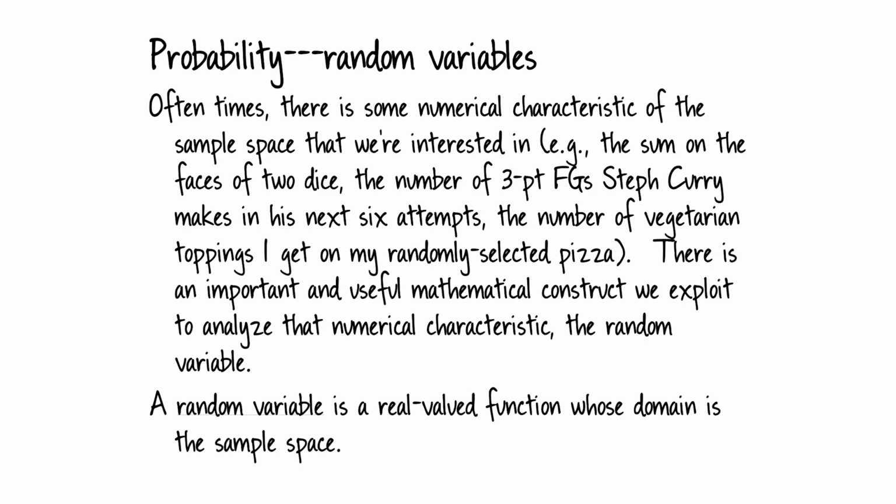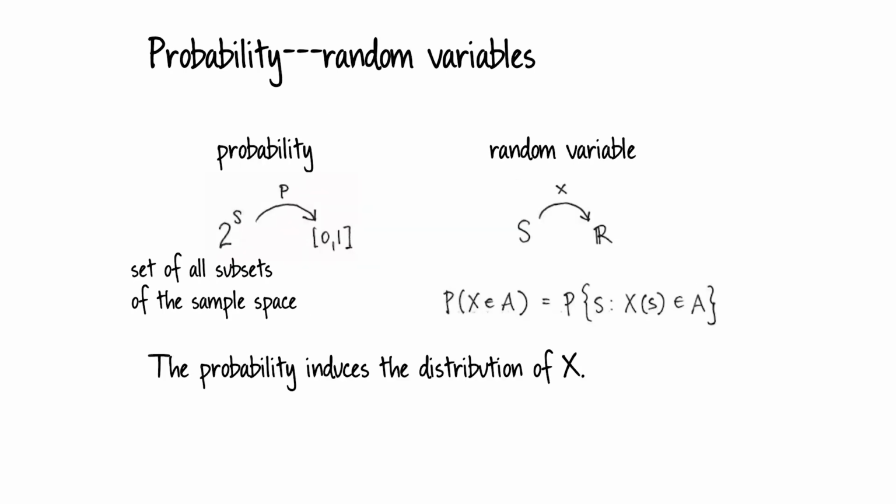Okay? So a random variable is a real valued function whose domain is the sample space. As I said, it's real valued, so it goes from the sample space to the real line. I don't know if this graphic helps you think about the relationship between a probability and a random variable, the sample space, the unit interval, and the real line. This is probably still pretty abstract to you, and we'll go through examples.